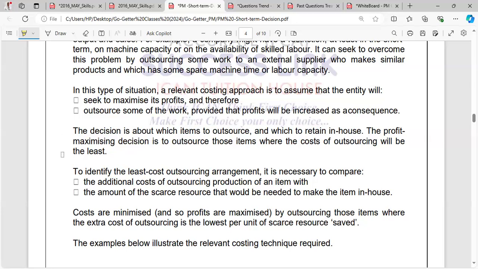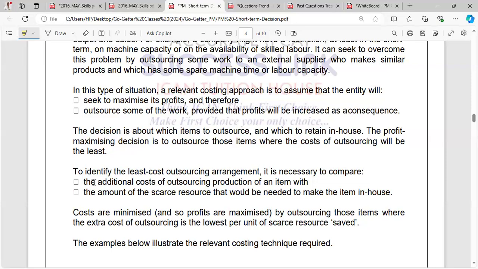So we need to identify the least cost outsourcing arrangement. So what it means is that anyone that you are going to outsource should be the one that should cost you less. So it means if you are looking at the cost benefits, if you're looking at the costs and you rank them, you will give out the one that will cost you so less so that you pay little, and you do the one that would have cost you the most if you have given it out.